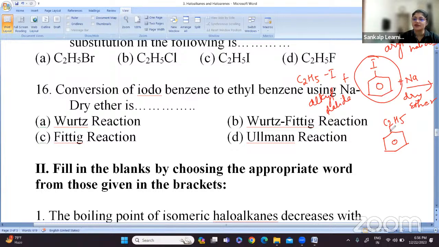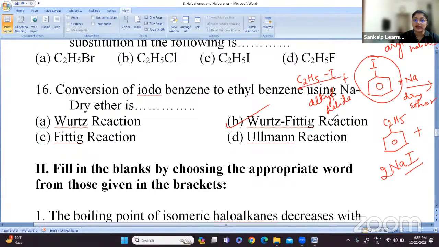So when it reacts, it forms an alkyl aryl compound, and sodium iodide is the byproduct formed. So this is a Wurtz-Fittig reaction. What is the Wurtz-Fittig reaction? You are taking one molecule of alkyl halide and one molecule of aryl halide.